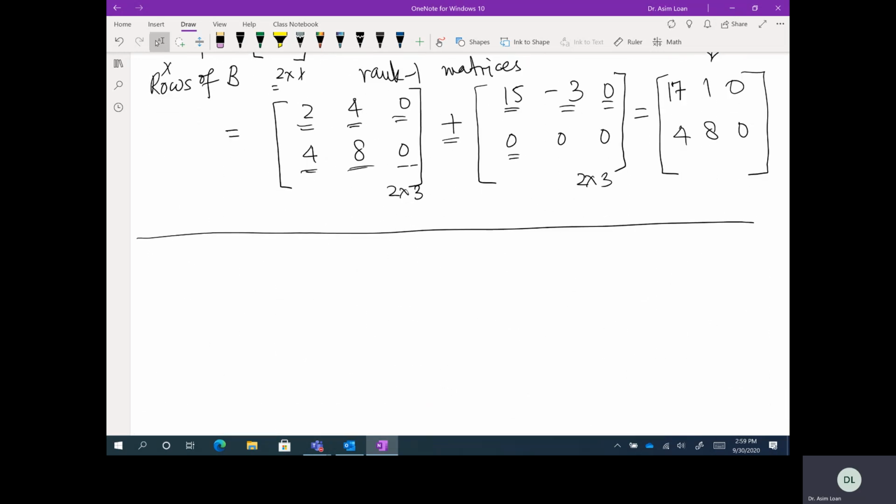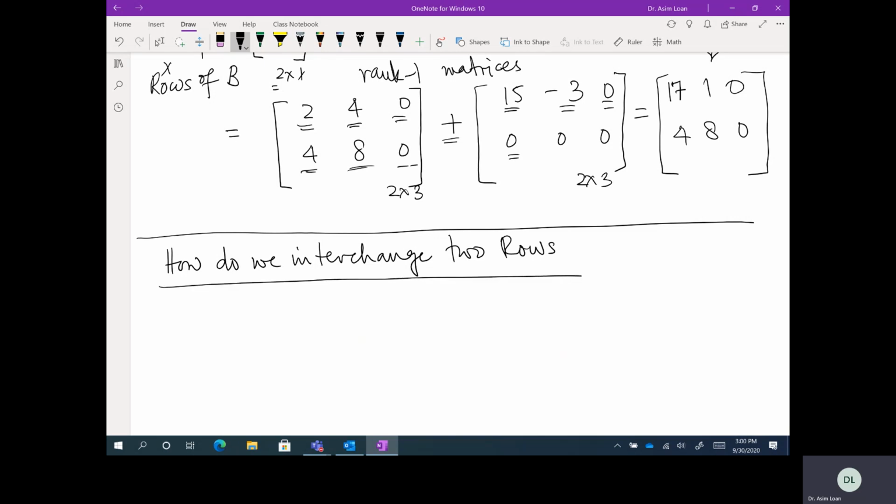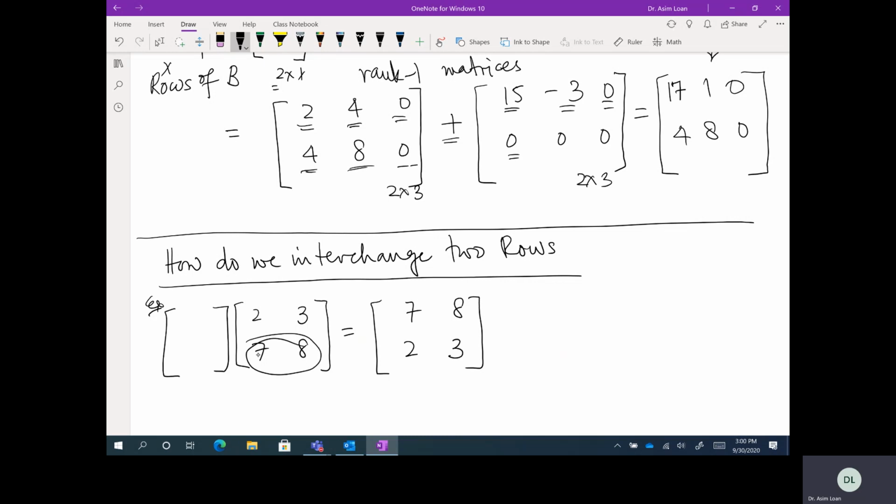How do we interchange two rows? Suppose you have 2, 3, 7, 8, and I want to get 7, 8, 2, 3. So I want to pick this row first.